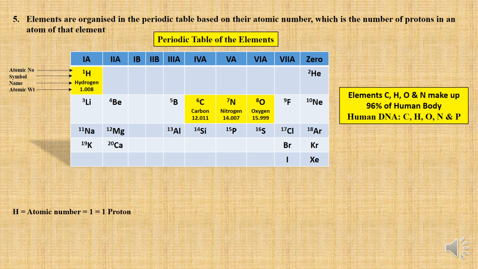Hydrogen is the first element in the periodic table because its atomic number is 1. And why is its atomic number 1? Because hydrogen has only 1 proton in its nucleus.